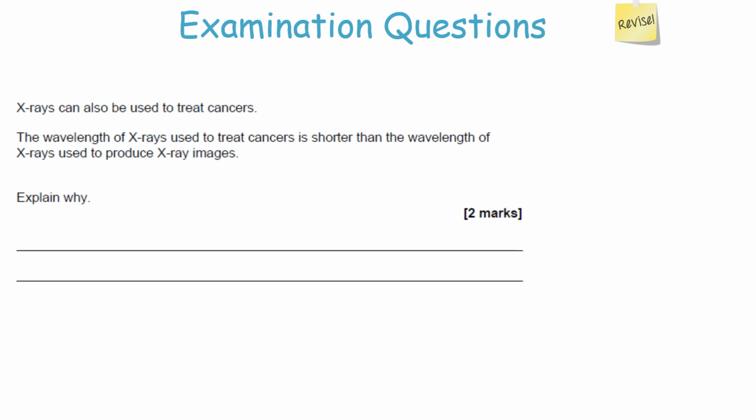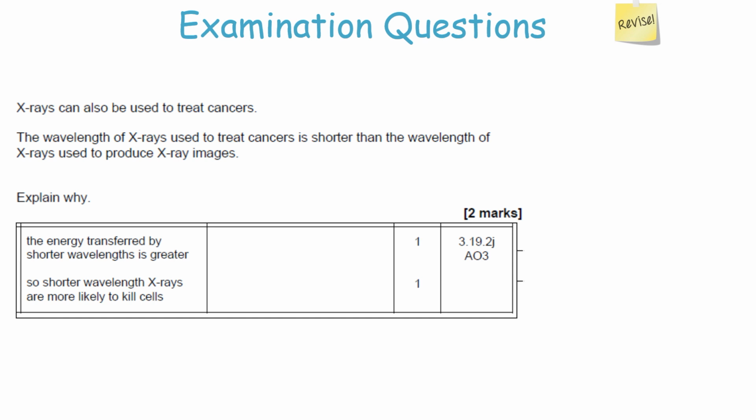And the higher the frequency, the more energy delivered per second. So the shorter the wavelength, the more energy is transferred every second by the actual X-ray wave. And that's what a wave is. It's a transfer of energy. So the shorter wavelength X-rays transfer more energy every second, so are therefore more likely to kill the cancer cells.